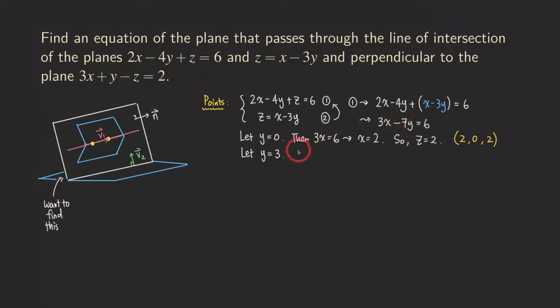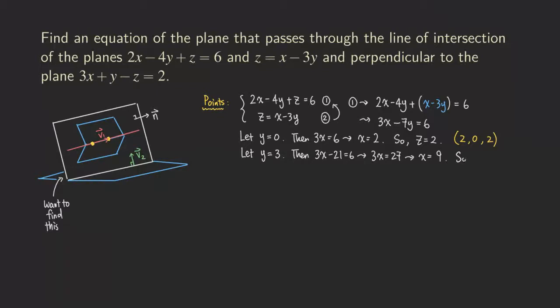Okay, so now what happens is that we have 3x is equal to, so if you plug the 3 in there, then you're going to get 21. Actually, I shouldn't put equal. I put minus 21 is equal to 6. So we are going to get 3x is equal to 27. So x is equal to 9, right?